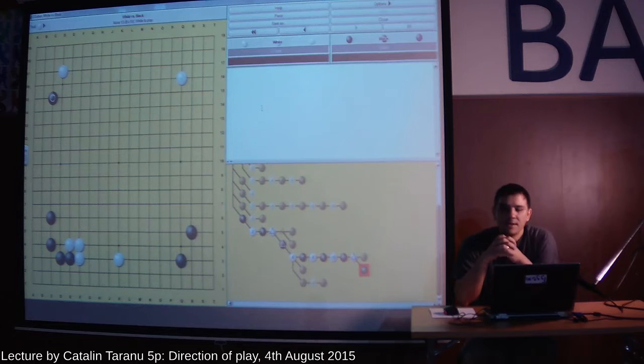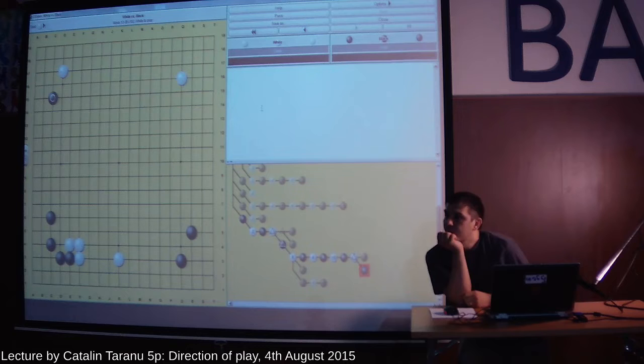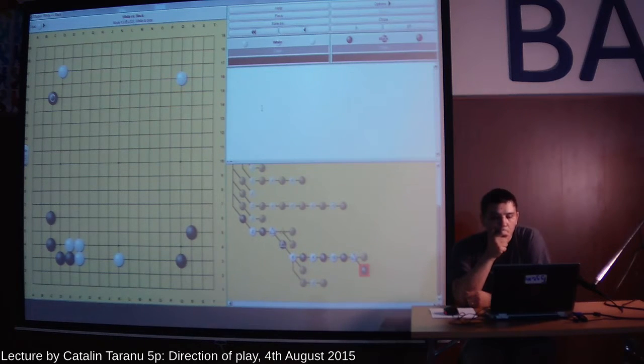Can someone tell me what is the reason that this move doesn't feel so great? Black is low on the left, bottom left. Strong already? Yeah, and strong. This is very important. If we notice some strong stones, the area around the strong stones becomes small.